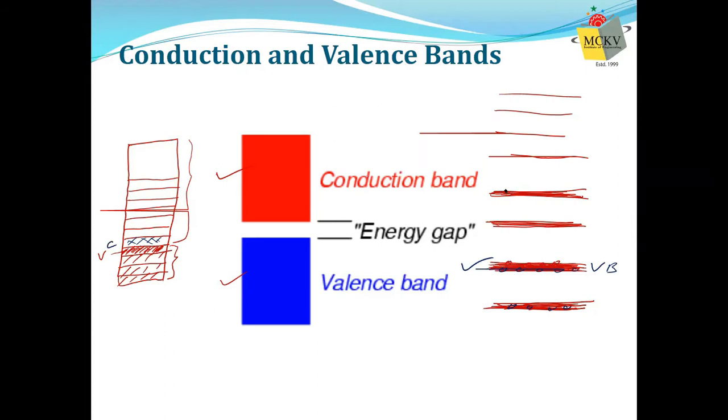So here also we are observing all these bands are unoccupied by electron. But which is the lowest one? This one. We call this one as conduction band.